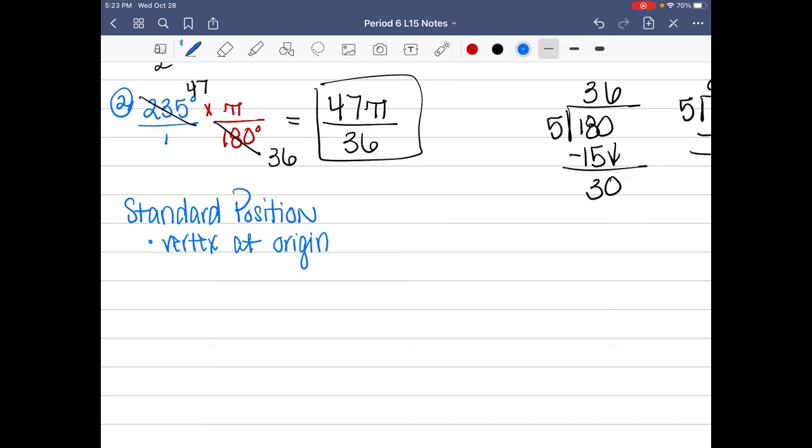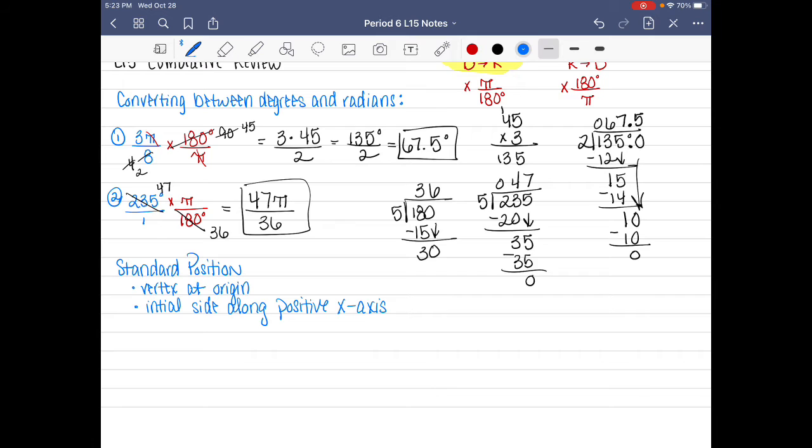And then the second key point is initial side. That's the side that doesn't move. Initial side along positive x-axis. Positive x-axis. And we're going to jump in here, and we found drawing angles in standard position to be really difficult when we worked with a radian one.